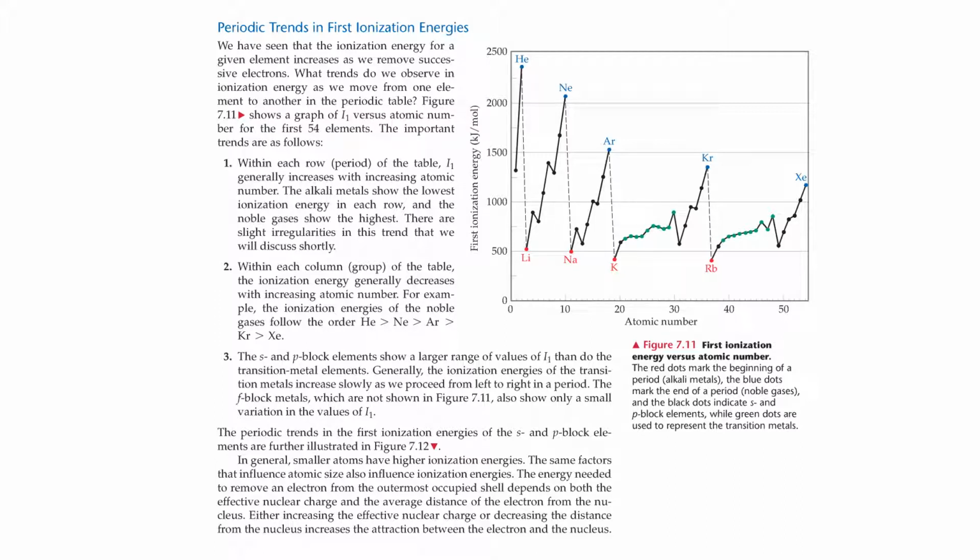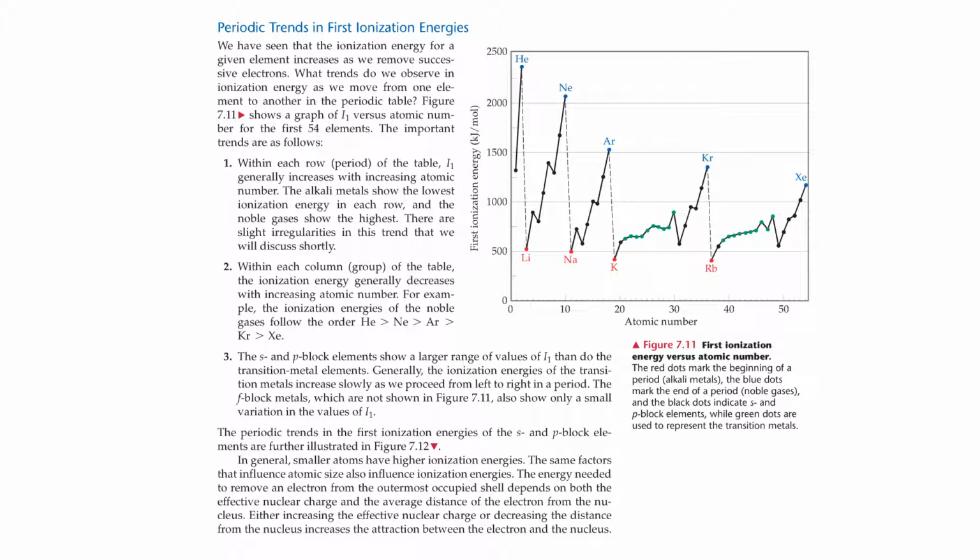Number 1. Within a row or a period of the table, I1 generally increases with the atomic number. The alkali metals show the lowest ionization energy in each row, and the noble gases the highest. There are slight irregularities in the trend that we will discuss shortly. Number 2. Within each column or group of the table, the ionization energy generally decreases with atomic number. For example, the ionization energies of the noble gases are in the order helium is greater than neon is greater than argon, krypton, and xenon.